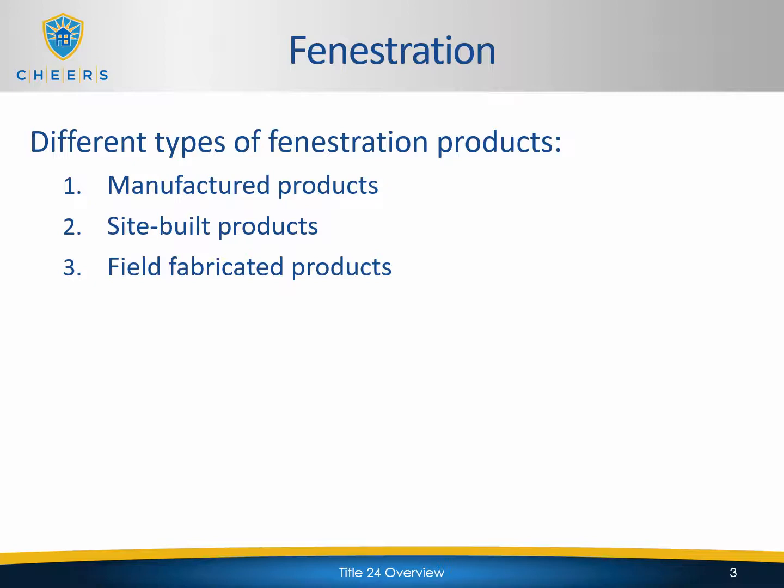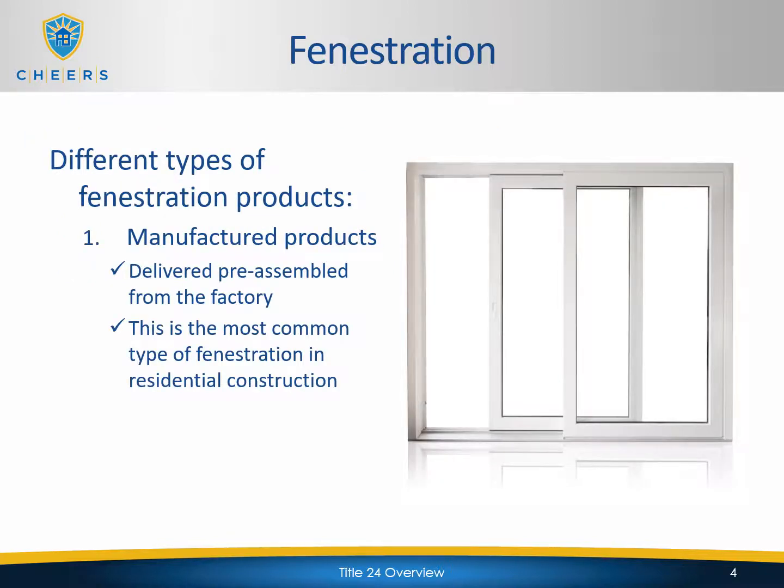So there's different types of fenestration products which we'll mention. It's manufactured products, side build products, and field fabricated products. The manufactured products are the windows that you're going to see 90% of the time in residential construction. So they're delivered pre-assembled from the factory. And like I said, this is the most common type of fenestration in residential construction. They come in a variety of frame types. The most common you're going to see is vinyl, but they also have fiberglass. They also have wood. Older ones that you'll see in existing homes, perhaps, you'll see aluminum. So there's a variety of them. They can be single pane, dual pane. There's a wide range of types that you can see of this particular product.